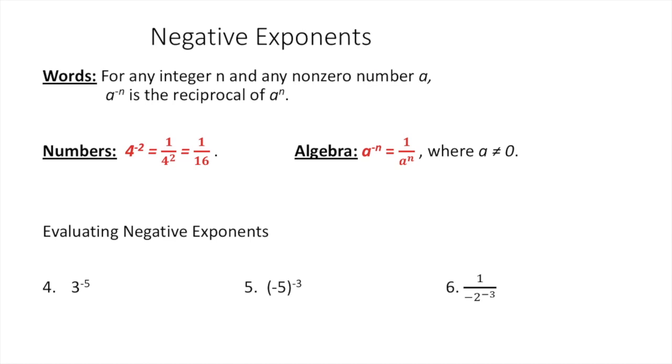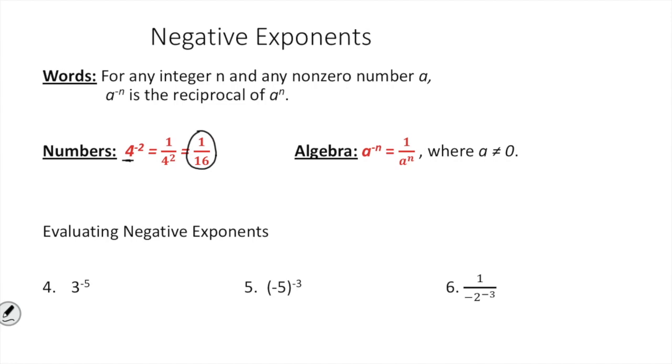So now, negative exponents. It says for any integer n and a non-zero number a, a to the negative nth is the reciprocal of a to the n. So in numbers, what that means is if I have 4 to the negative second, I can't evaluate a negative exponent. So I'm first going to make it a positive exponent. To do that, I do the reciprocal. So that's 1 over 4 to the second. Then I can evaluate that to be 1 over 16.